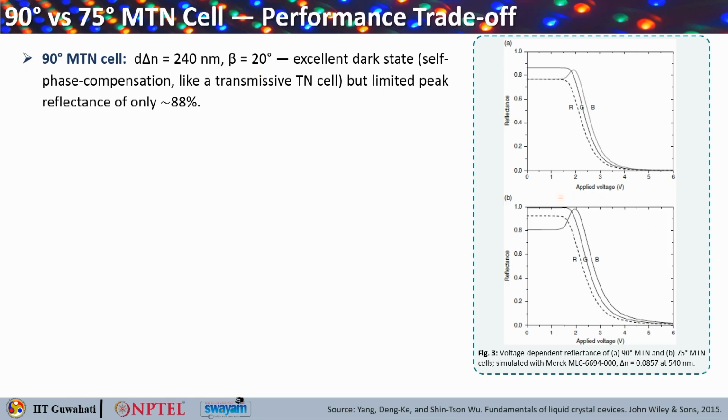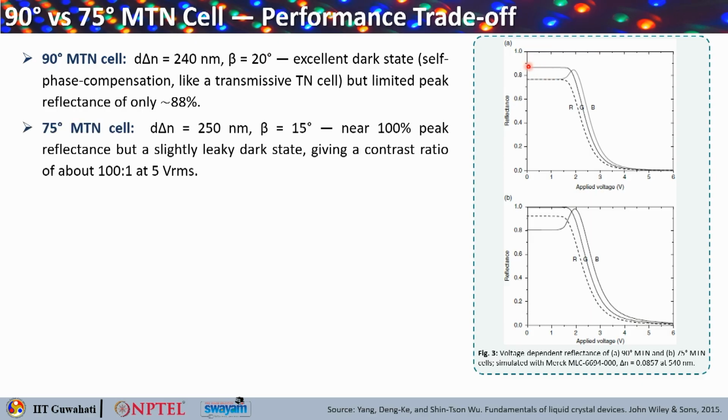So, you can see that for this particular case you get an excellent dark state because of the cell phase compensation, like the transmissive twisted nematic cell. But the only thing is the limited peak reflectance, only around 88%, that is the maximum that you are getting, right. However, when you move to the 75 degree MTN cell, their d delta n is around 250 nanometer and beta is 15 degree.